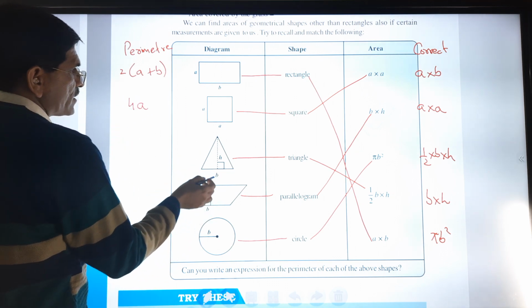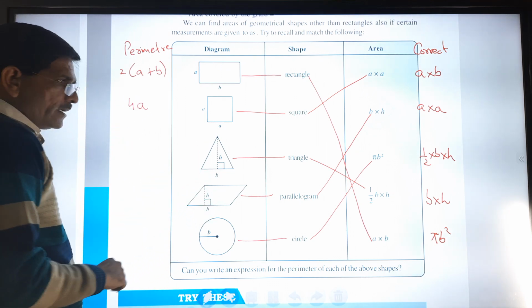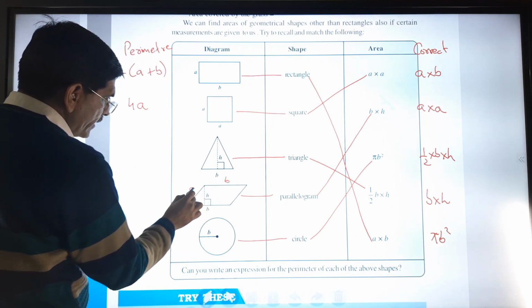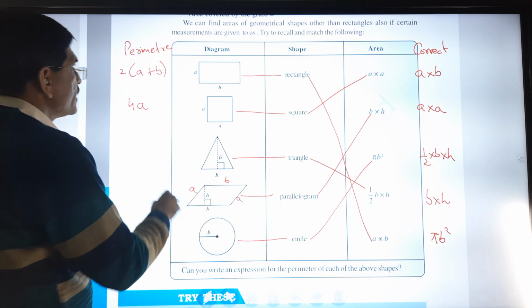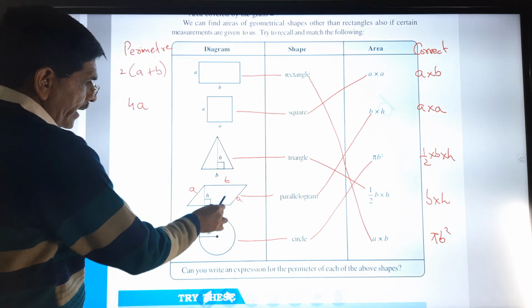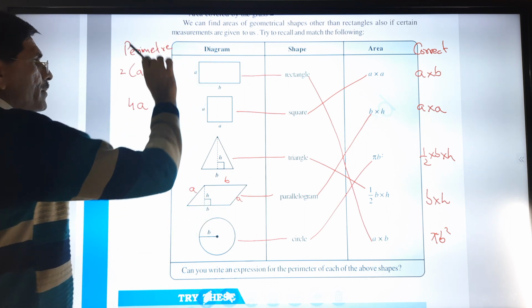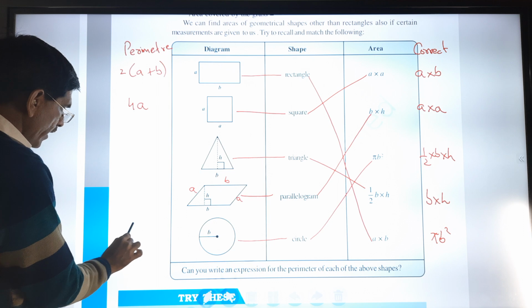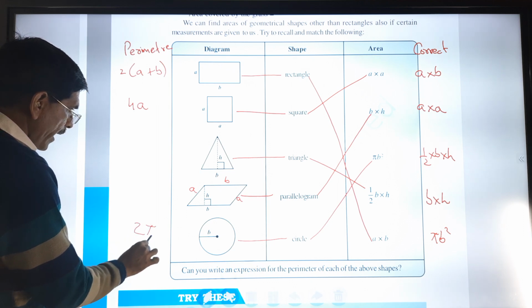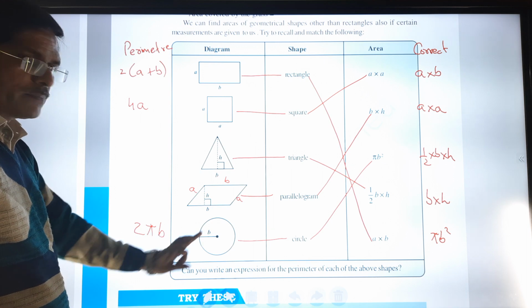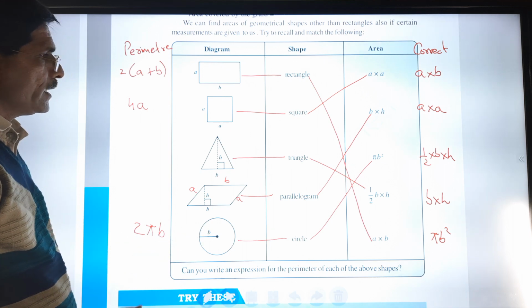Here perimeter is sum of 3 sides. Here perimeter b is again b, a is again a. So it is equal to the perimeter of rectangle. Perimeter of parallelogram and perimeter of rectangle. Now here we have to write 2 into pi into b, because it is a circle with radius b, so we have to write 2 pi b.